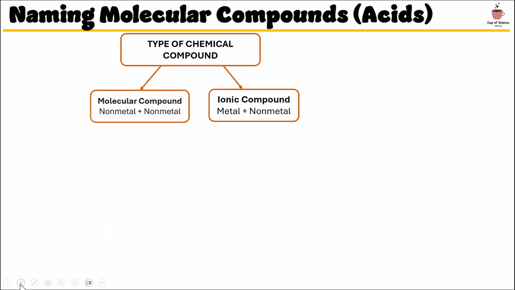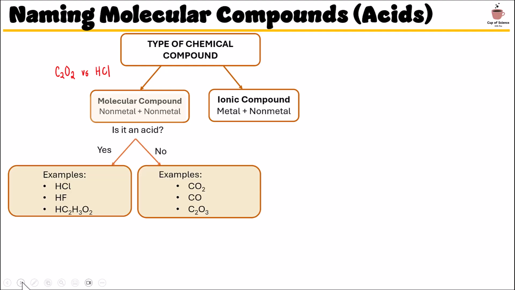So under the molecular compound, we need to ask the question if the molecular compound is an acid or not. For example, I'll give two examples up here, like C2O2 versus HCl. Now, which one is an acid? We need to split this into two categories. If it is an acid, it falls into these examples here. If it's not, the examples are shown over here.